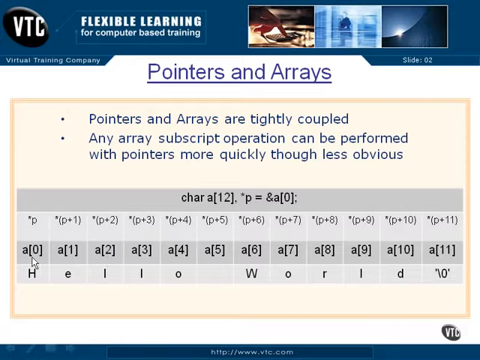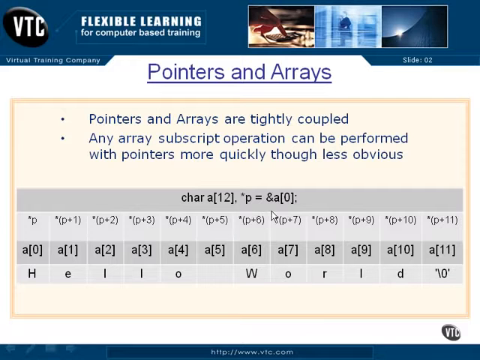We're working on pretty fast machines now, so it's okay to use bracket 0 bracket or bracket with a variable in there to work your way up and down an array. So pointers and arrays are tightly coupled together because a pointer is doing the same thing as an array name and subscript. And any array subscript operation like this, as we say, can be performed with pointers more quickly, but it can be a little bit harder to read.